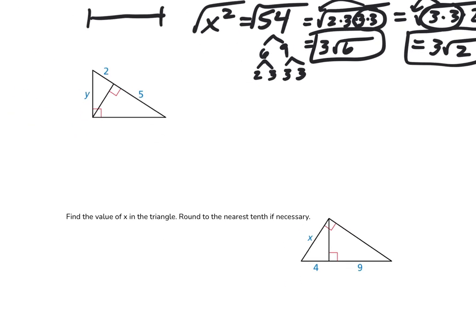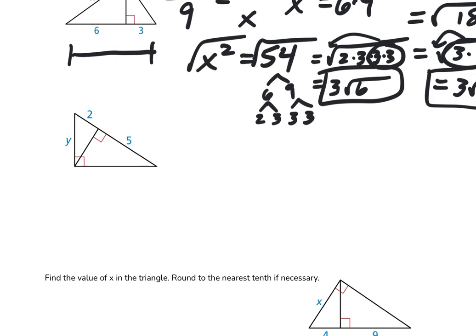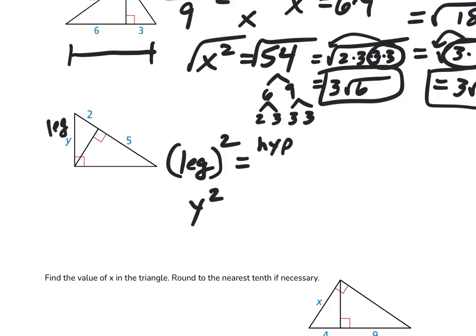Okay, I'm going to show you an easy way to do this. Basically this is the same problem, okay? But I don't need to set up a proportion. I'm going to show you a quick and easy way to do this. So first of all, this is a leg of the original triangle. That is going to be the piece that we're going to square. We're going to square the leg. So this is going to be y squared. We're going to multiply the entire hypotenuse times the adjacent leg.